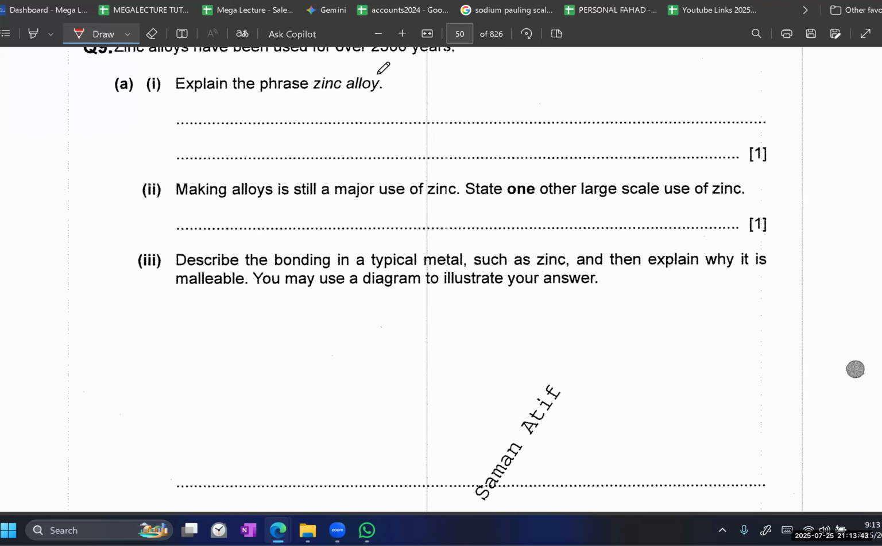So what's a zinc alloy? How would you define an alloy? What is it? Zarar, what's an alloy? Mixture of a metal with an impurity.